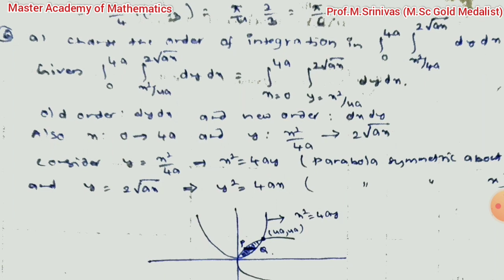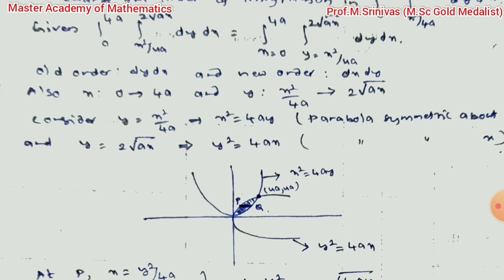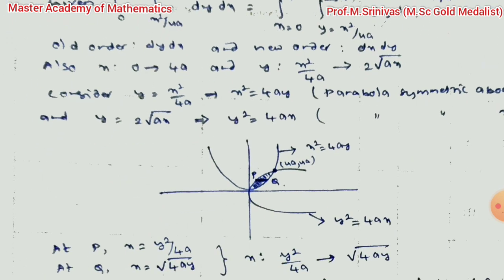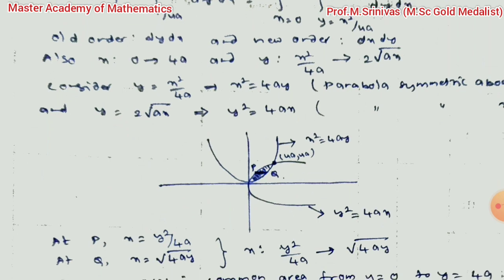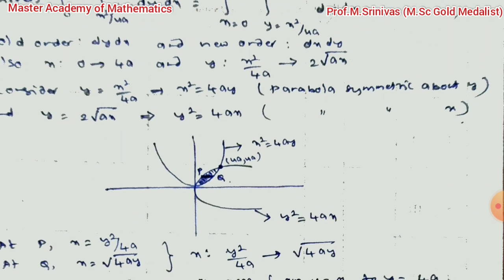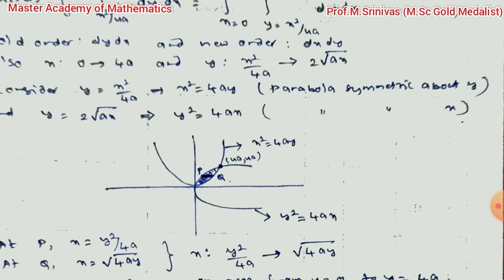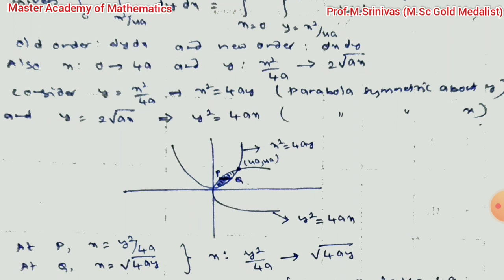The x limits are 0 to 4a and the y limits are x square by 4a to 2 under root of ax. Based on those limits, you construct a diagram, and both are parabola equations. Using those parabola equations, symmetric about the x-axis and y-axis, you identify the common area. In that common area, you construct a strip parallel to the x-axis. Why is it parallel to the x-axis? We need to get the new limits of the x variable.